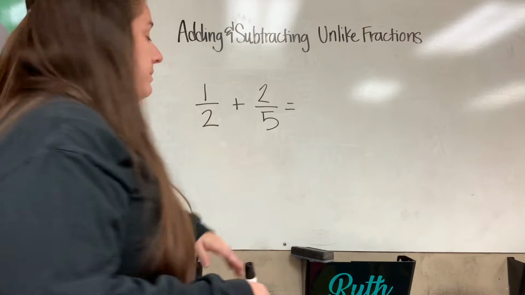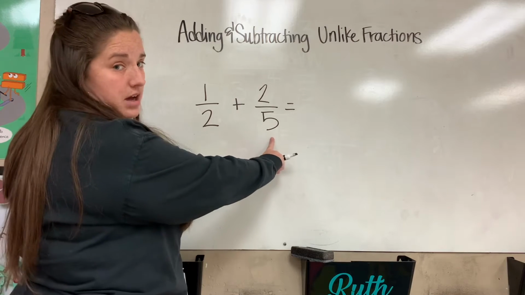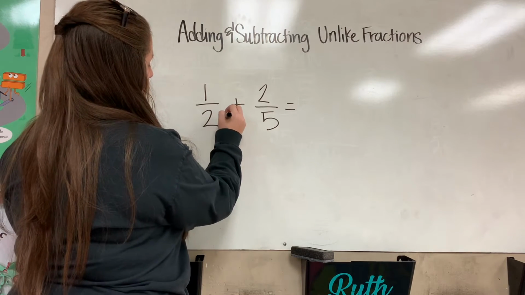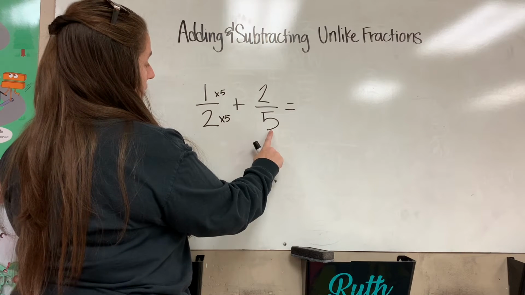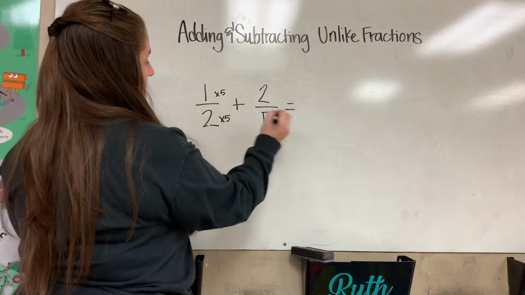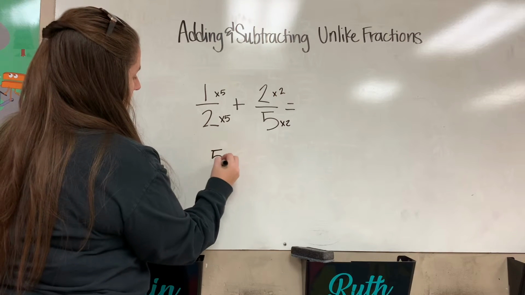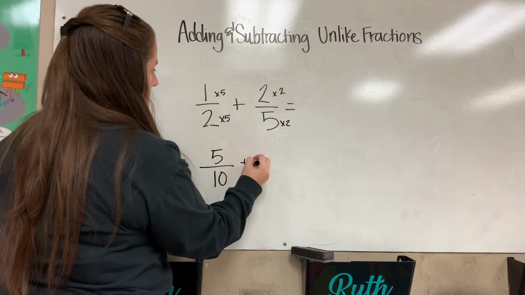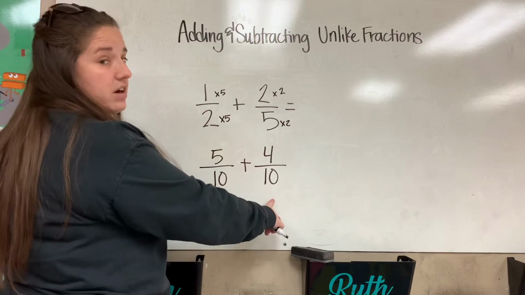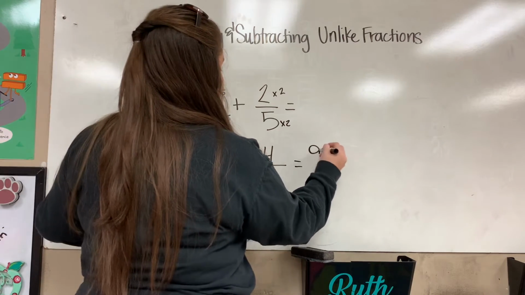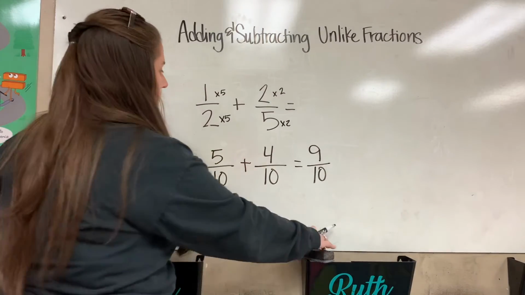One way to do it is you multiply each fraction by the opposite denominator. So you would multiply this by 5 and this by 5 because that's that denominator, and you're going to multiply 2 and 5 by 2 because it's that denominator. When you do that, you get 5 tenths plus 4 tenths. Now I can add them because they have a common denominator, so my answer would be 9 tenths. That's one way to do it.